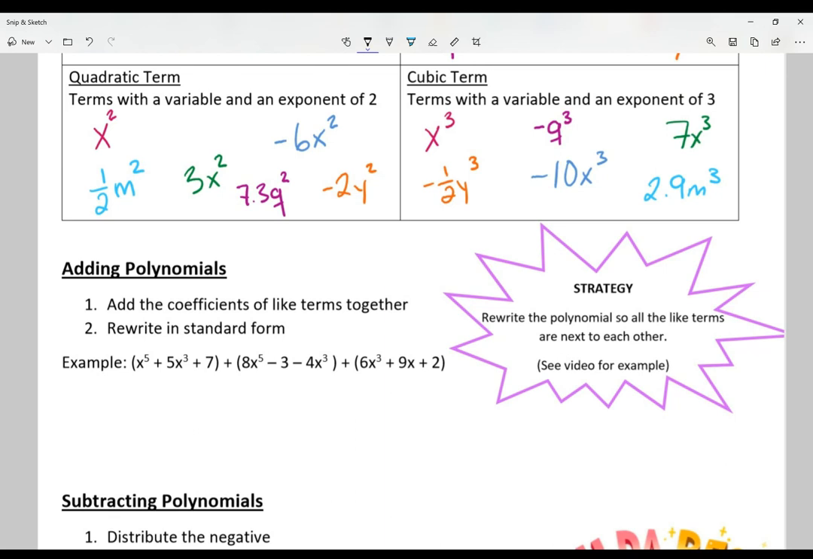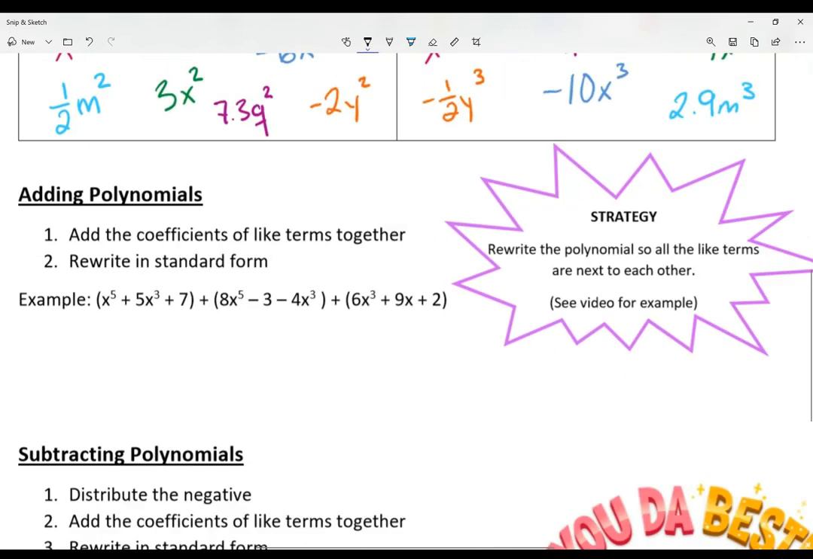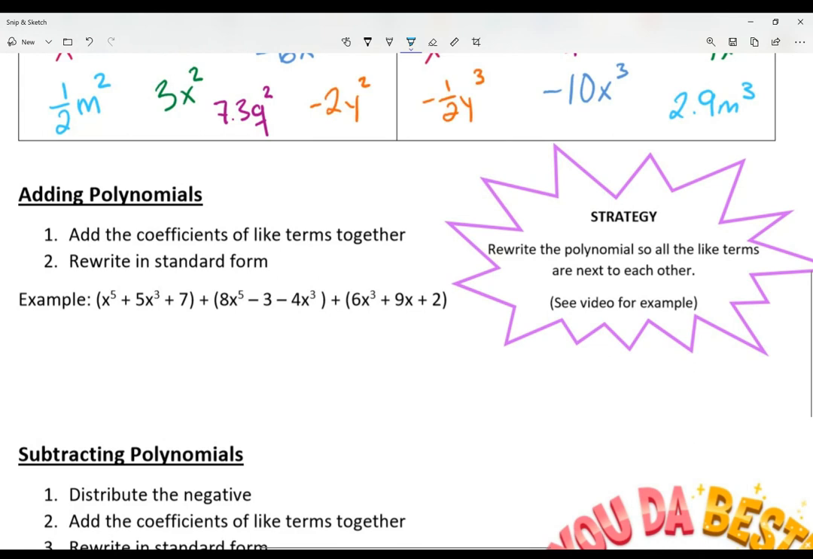So when we're adding polynomials, we're just going to add the coefficients of the like terms together, and then we're going to rewrite it in standard form. A strategy I like to use for this is to first rewrite the polynomial so all the like terms are together. So I'm going to do this example, and I'm going to color code it as I like to do. Okay, so first I'm going to look, I see the highest exponent I see is a 5.